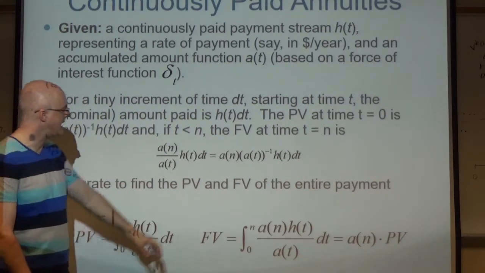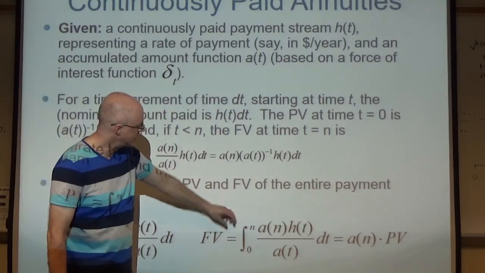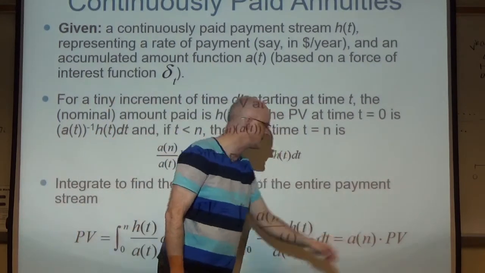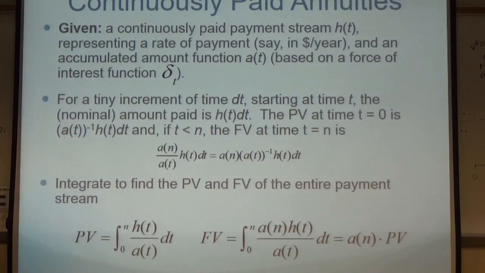And do notice that the a of n can be factored out of the integral because it doesn't depend on t, and you can think of this as being a of n times the present value. I am assuming a of 0 is 1 here, which is typical with accumulation functions.